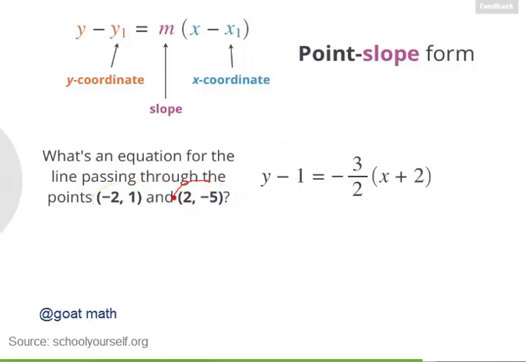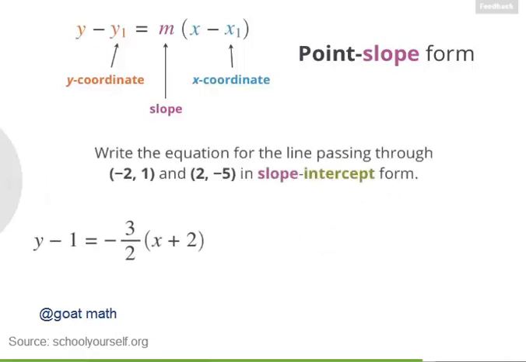We could also have used this point in the formula. So the left side is y plus 5, because that's y minus -5. And the right side is -3/2 times x minus 2. These two equations are equivalent. They're both correct equations for the line. So remember that these are minus signs in the point-slope formula. And when you have negative coordinates, like over here and here, you'll get plus signs in your equation.